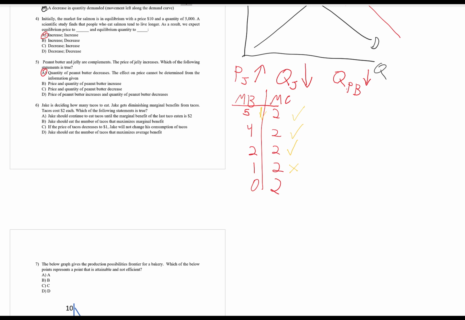He continued to eat tacos until the marginal benefit of the last taco eaten was $2. A couple of things to note about the incorrect answers. For B, he does not eat the number that maximizes marginal benefit, because the one that maximizes marginal benefit is the first unit. The very first taco he has is the one that gives him the most benefit. So the answer is not B. He's going to keep eating the second and third taco because they still give him some benefit, just not as much as the first taco.